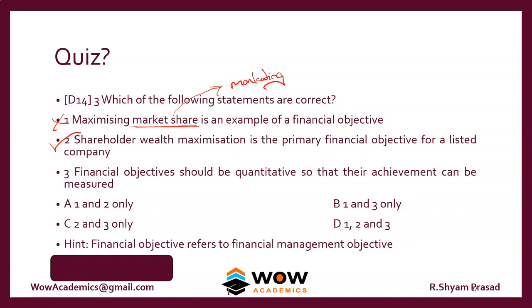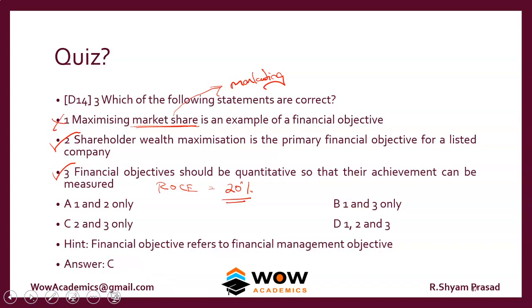Shareholder wealth maximization is a primary financial objective of a listed company. Yes. Financial objectives should be quantitative so that their achievements can be measured. Really good. For example, ROCE should be how much we want to achieve, 20% ROCE. This is quantified. So the answer should be 2 and 3 are correct. The answer should be C. So we got the answer. This is a 2-mark question.